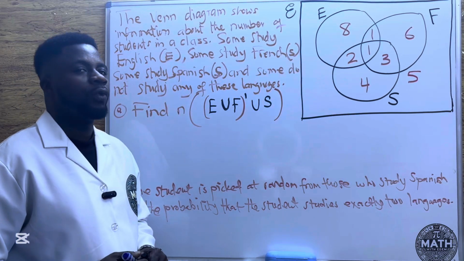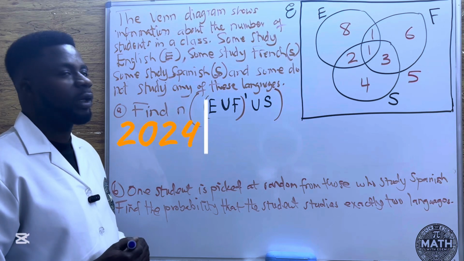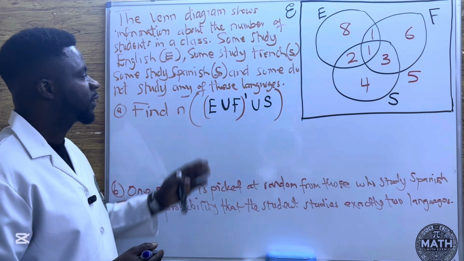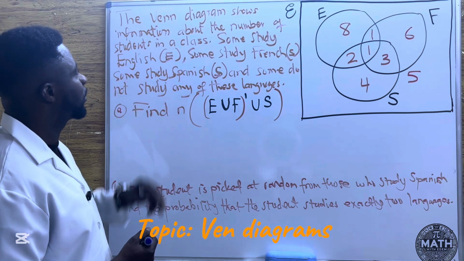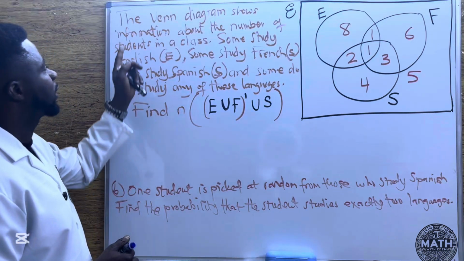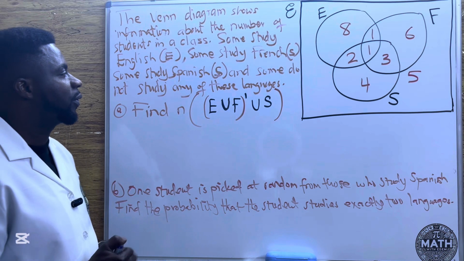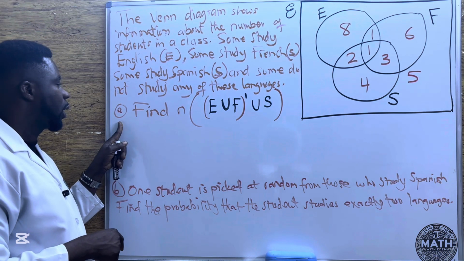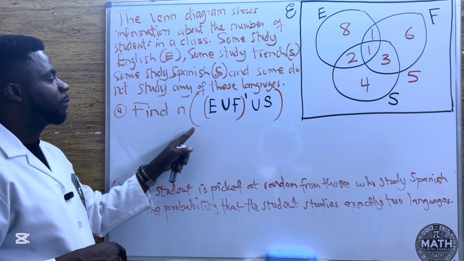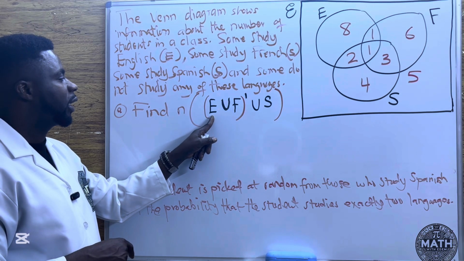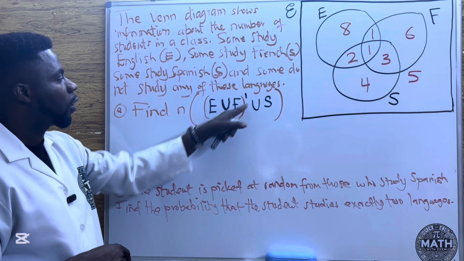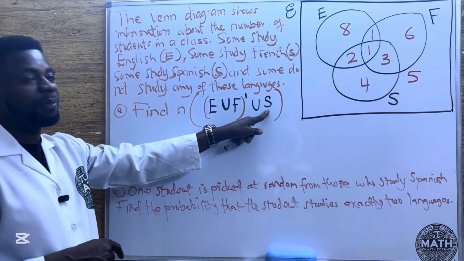In this tutorial, we are going to be solving 2024 IGCSE past questions. Okay, and then let's look at this question on Venn diagrams. It says that the Venn diagram shows information about the number of students in a class. Some study English, some study French, some study Spanish, and some do not study any of these languages. A says find the number of students in (E ∪ F)' ∪ S, that is, the complement of English union French, all union Spanish.